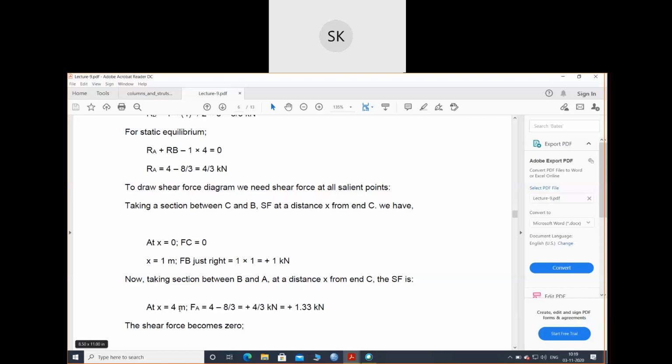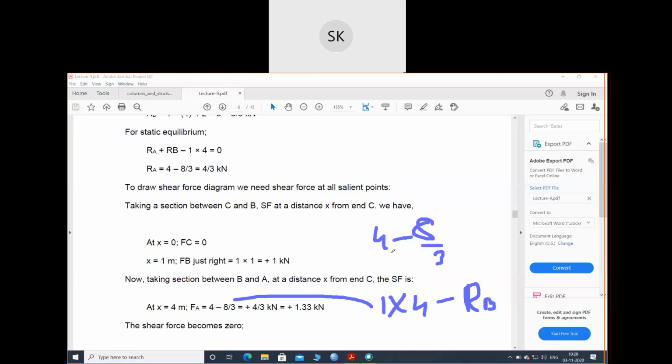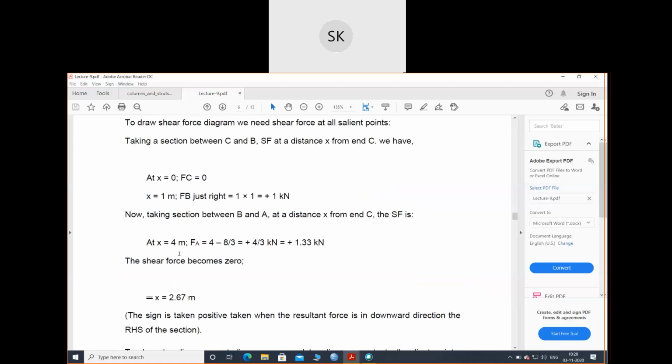And at x equals to 4 meter, my FA shear force is 4 minus RB. That means 1 into 4, W is 1, distance is 4 minus RB. So this became 4 minus, and my RB is 8 by 3. So I got FA is 1.3 kilo. The shear force will become 0 at x equals to 2.6.